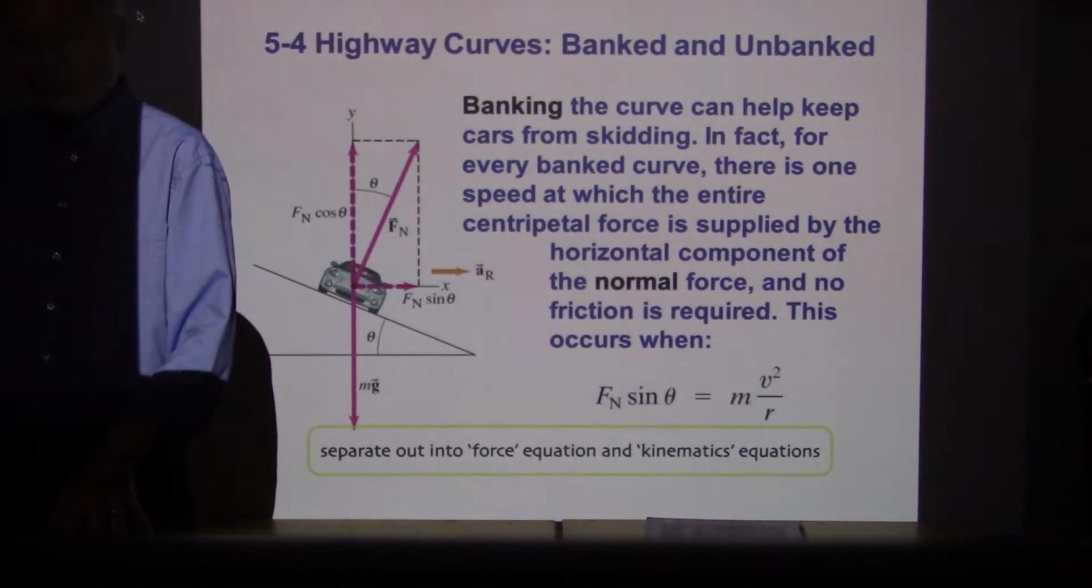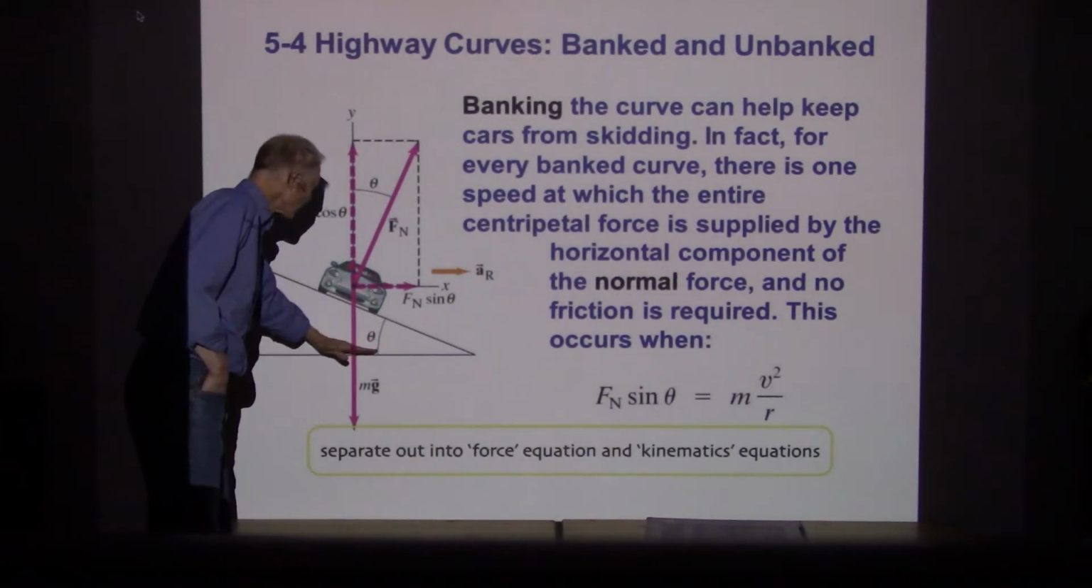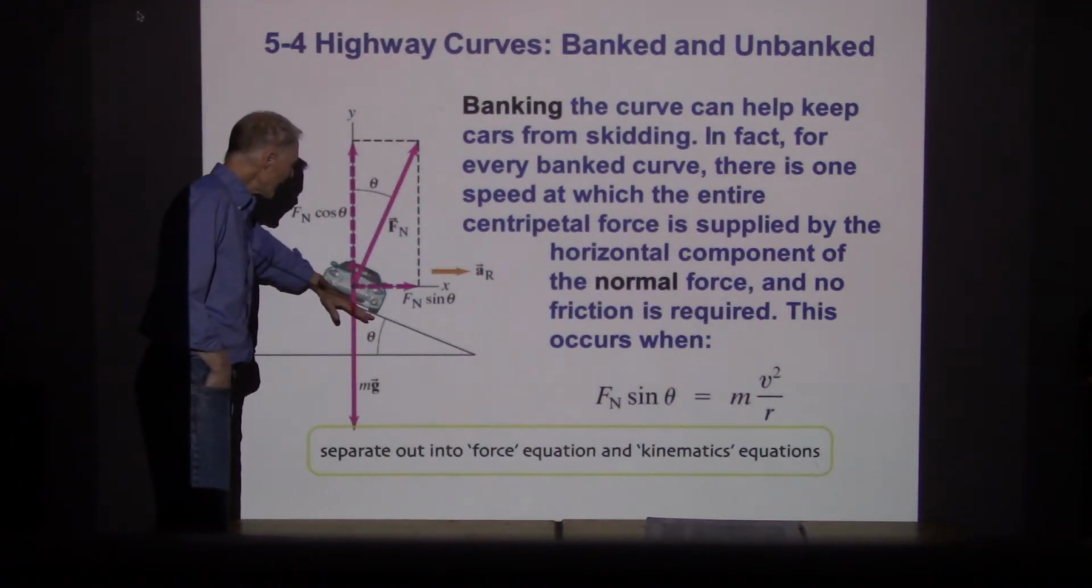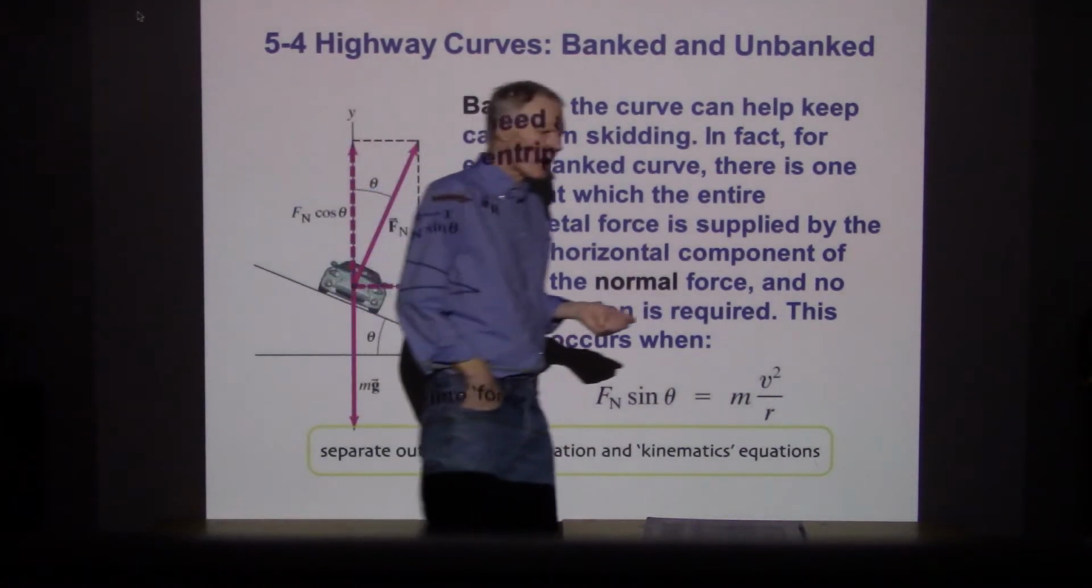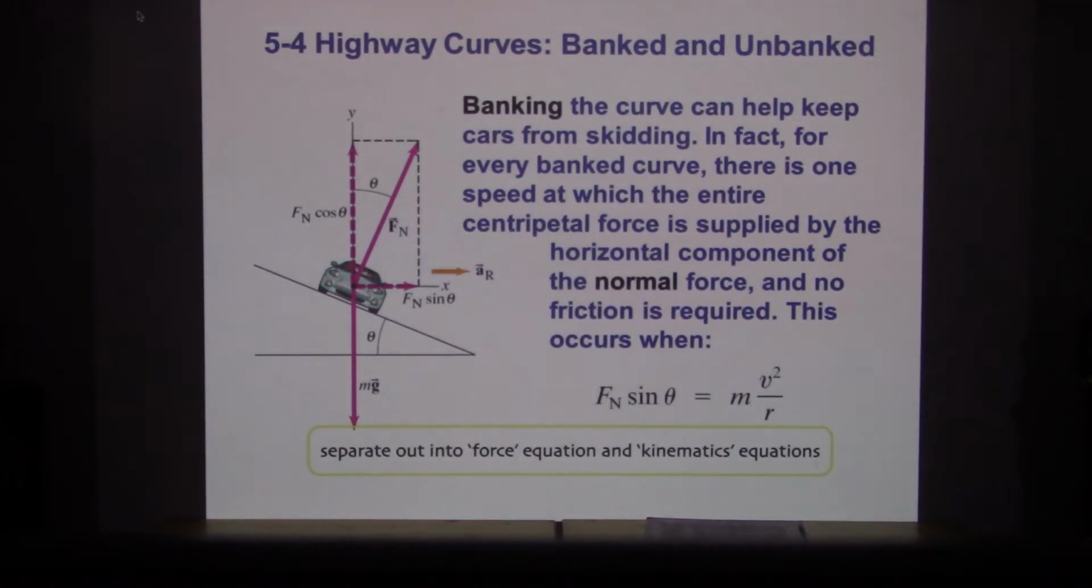Okay, so what about banking? What we're going to do now is take the highway, and instead of having the highway be level, what if we bank it? You know, this is what race tracks look like, and highways do too. So you'll see highways occasionally. It's not a lot of banking.